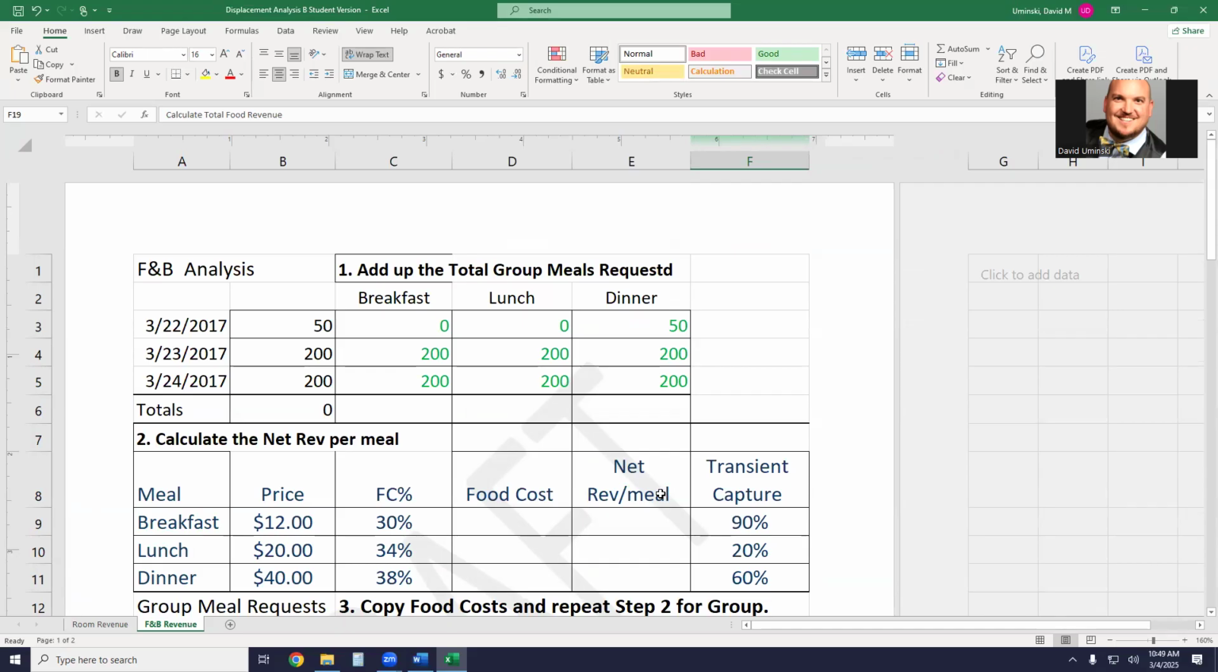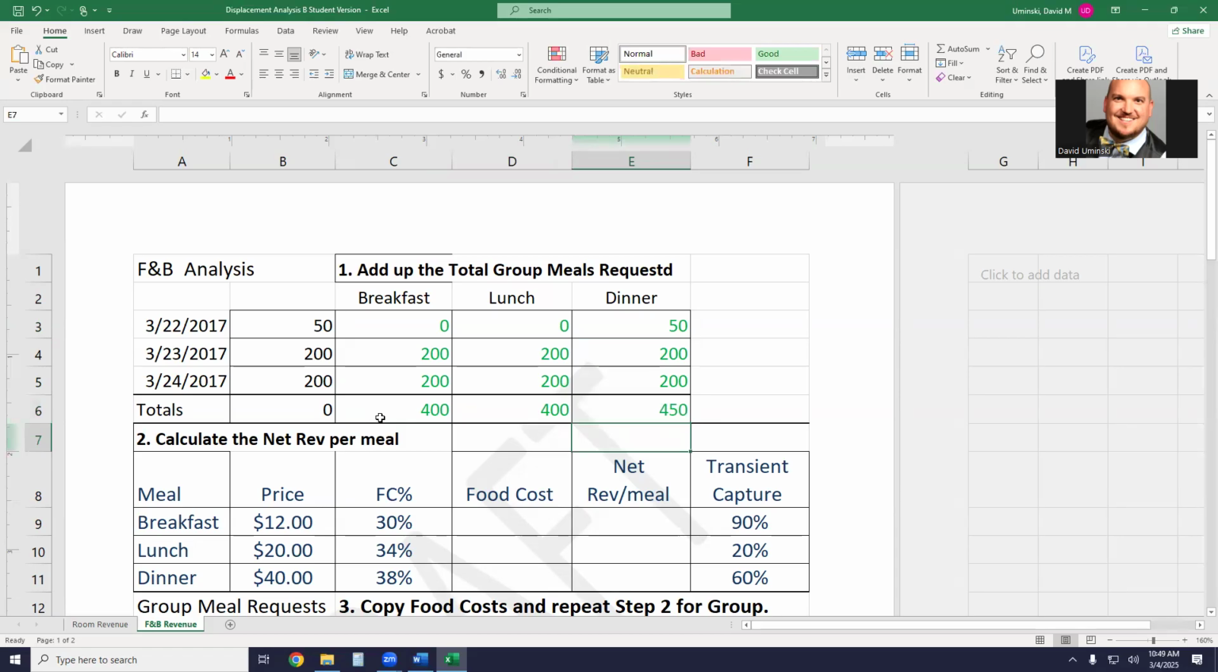You can see here, they're requesting 50 dinners on the first day, and then 200 breakfast, lunch, and dinner on the other 2 days. So we simply add those up. How many breakfasts total are they requesting? 400. Lunches? 400. And dinner? 450.